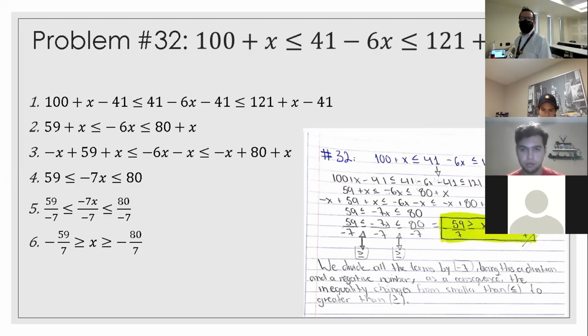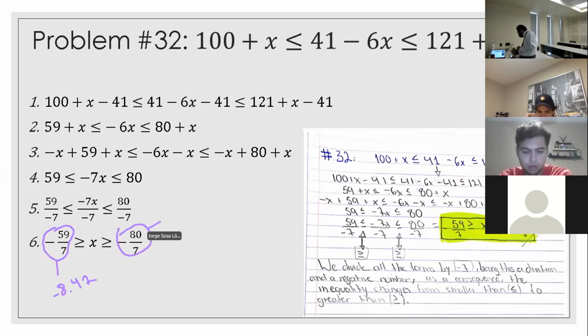What I'm just mentioning here is, if you were to show this to a mathematician, they might go bonkers just because of being OCD. So this is 8 minus 8.42, just to know. And this number over here is 80 divided by 7, which is 11 minus 11.42. So it's correct. Minus 8.42 is larger. Remember that we're negative.